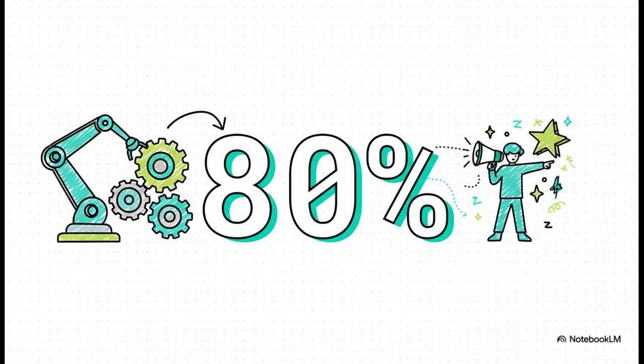This number right here says it all. 80%. That's how much of the heavy lifting Gamma is doing for you. And what that means is you get to stop being a slide designer and start focusing on the important stuff, your story and your message.